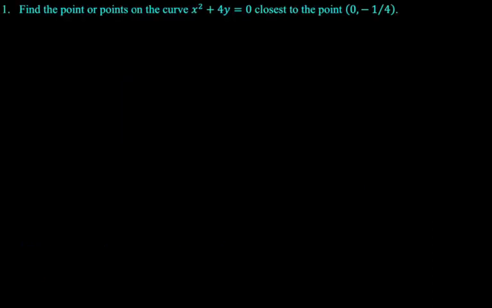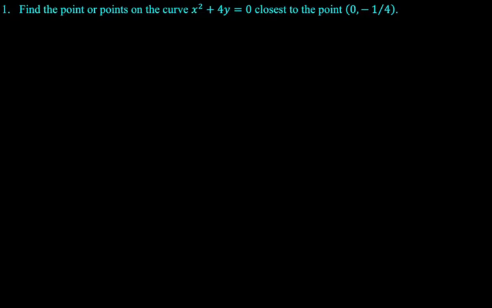So first up, we want to find the point or points on the curve x squared plus 4y equals 0, closest to the point (0, negative 1/4). If you just think about this, you can kind of work out the answer. I don't know if I messed up when I wrote the problem, but whatever, we're going to do the math behind it and see how it goes. I think you could get this answer literally by just drawing a picture and saying it has to be this point. But anyway, let's do it.